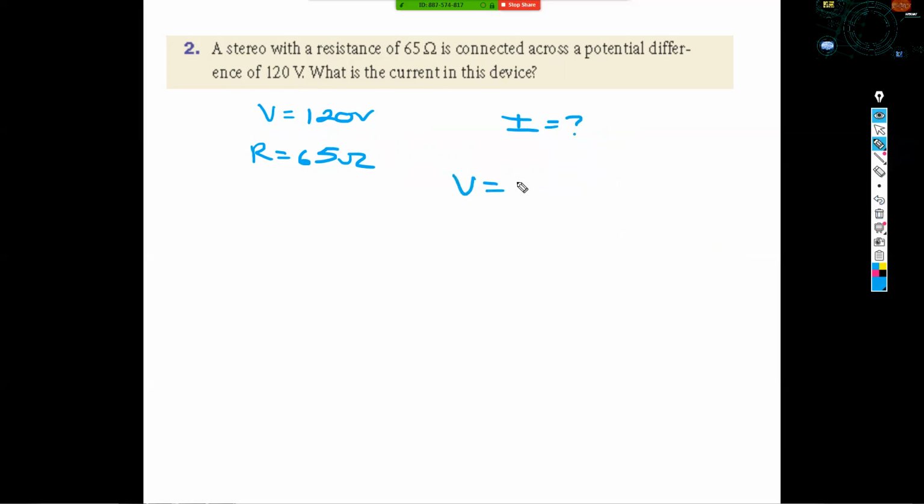A stereo with a resistance of 65 ohms is connected across a potential difference of 120 volts. What is the current in this device? So the voltage is 120 volts. The resistance is 65 ohms. Again, trying to find current. So V equals IR, 120 equals current times your 65. The flow rate would be 1.85 amps.